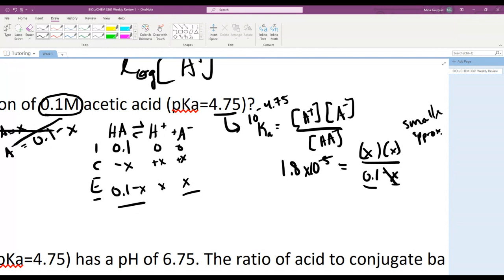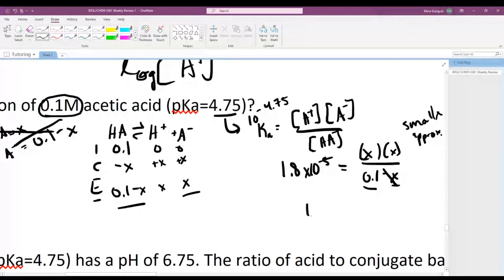And I want to tell you guys when we use the small number approximation once I finish this calculation. All right, so now I'm just going to go through and solve this algebraically. So we're going to go ahead and multiply by 0.1. So we're going to get 1.8 times 10 to the negative 6 equals x squared.